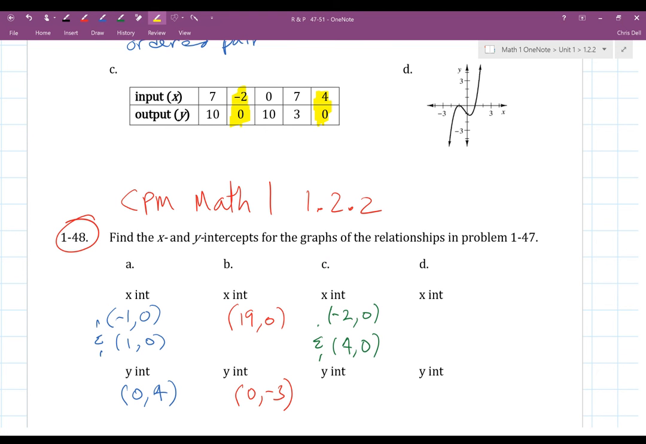The y-intercept is where the x is 0. So the x is 0 here. This point is 10. The x is 0. So it's 0 comma 10.